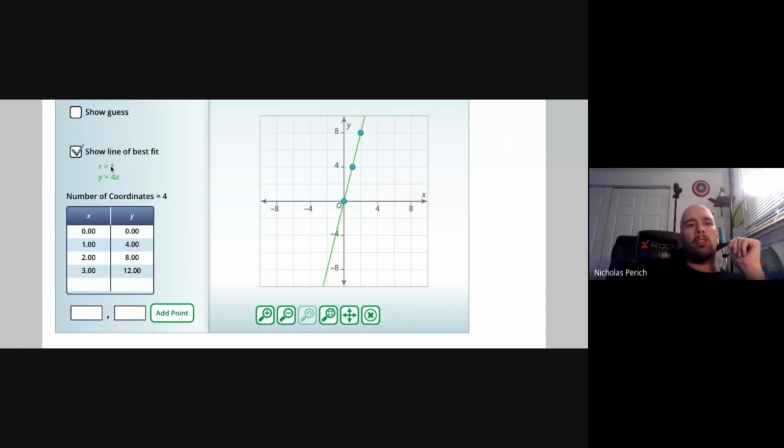We'll worry about that in the next chapter. But my equation is y equals 4x. And the battery on this thing just died.